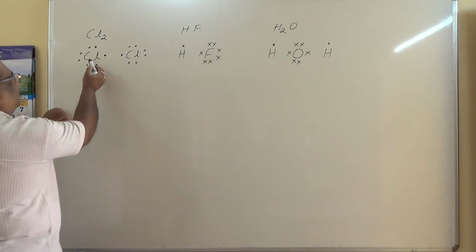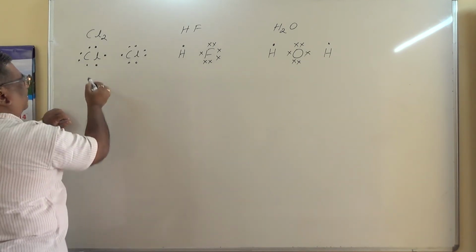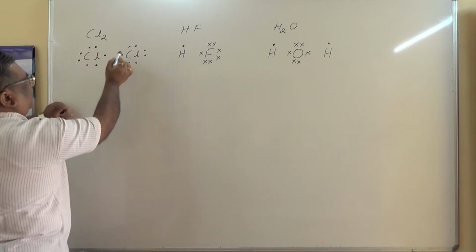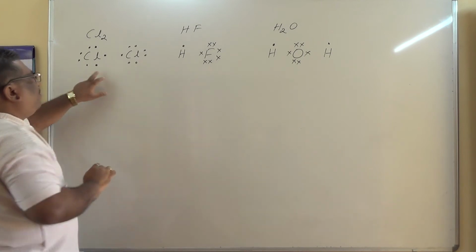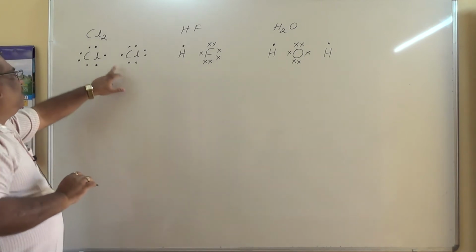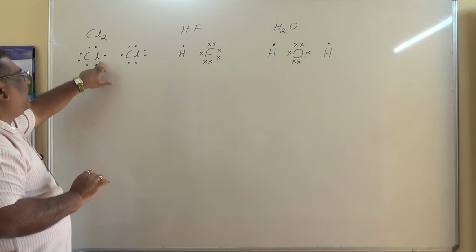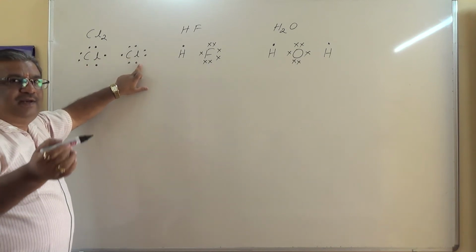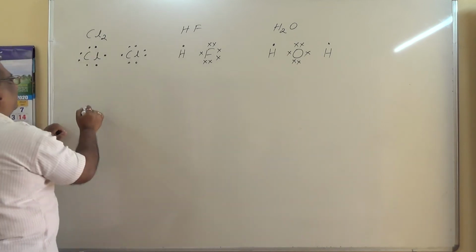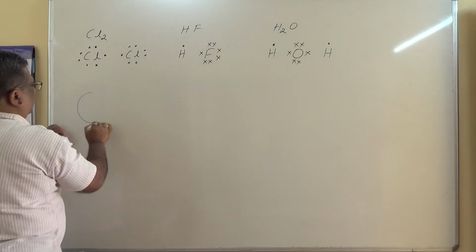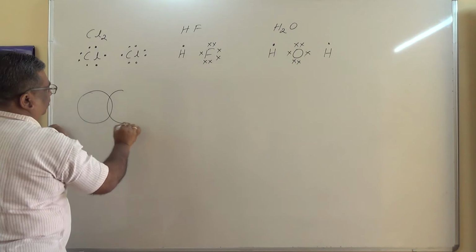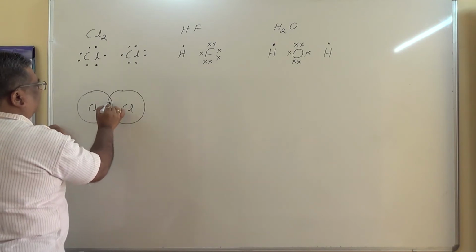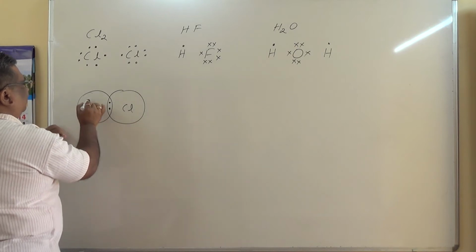So this is the Lewis dot structure for an individual atom. How many electrons are there? 7. 1, 2, 3, 4, 5, 6, 7. Here also 7. How does the bond formation take place between these two? This chlorine atom will share its electron with this chlorine to form a single covalent bond. So the formation of chlorine can be shown as, this is how the Lewis dot structure can be represented. Cl and Cl. These are a shared pair of electrons.